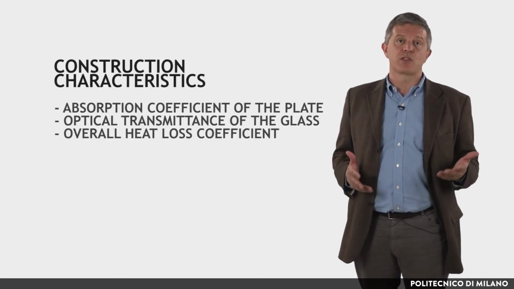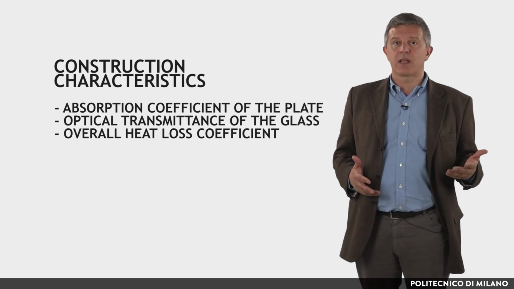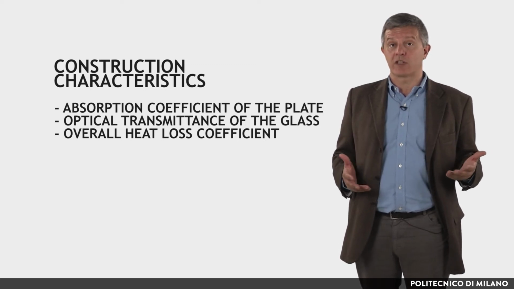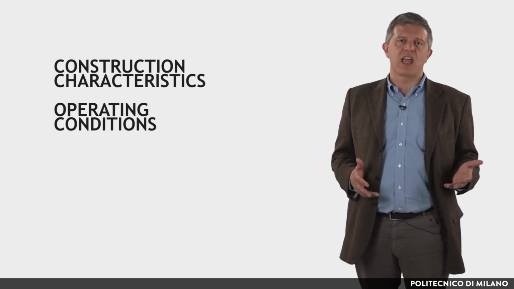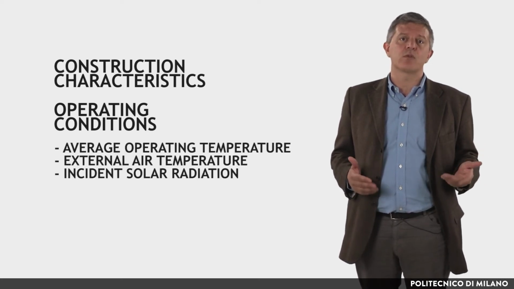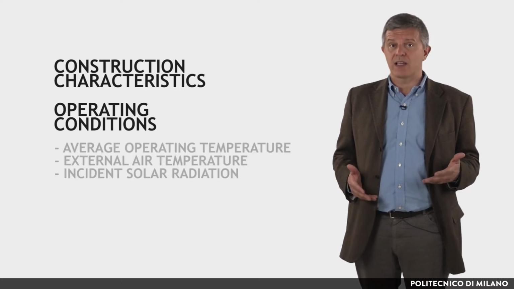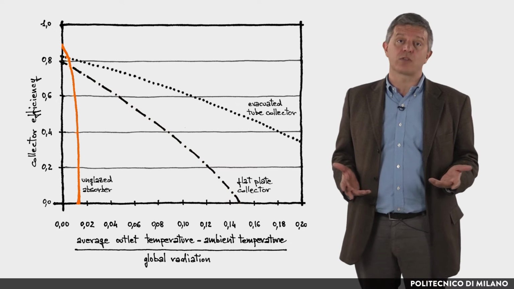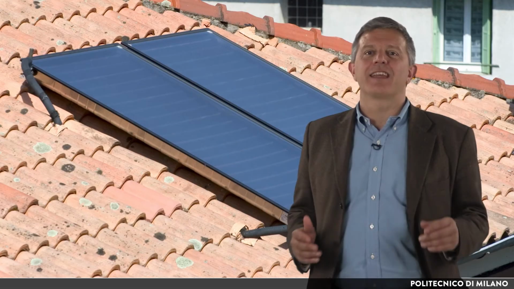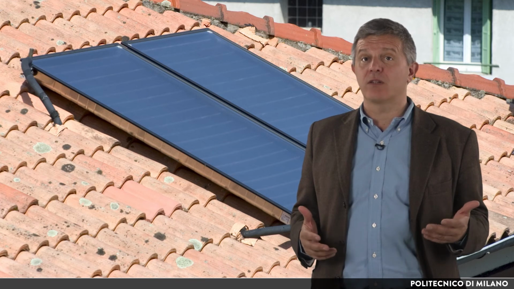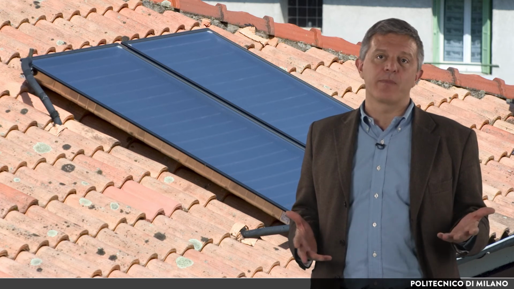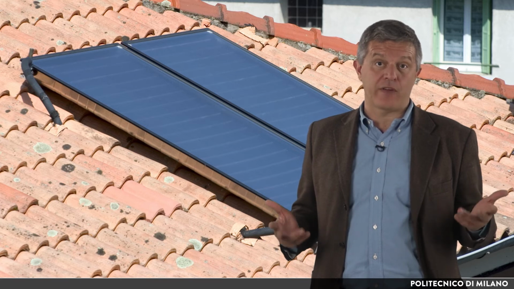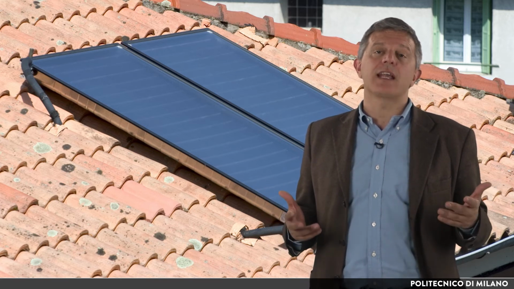The efficiency of a solar collector depends on its construction characteristics: absorption coefficient of the plate, optical transmittance of the glass and overall heat loss coefficient, but also on the operating conditions: average operating temperature, external air temperature and incident solar radiation, as well as the orientation and inclination. In general, we can say that the efficiency is very good for the evacuated collectors, good for flat collectors and satisfactory for unglazed collectors. In the EAC countries, the best performance is obtained when the collector is horizontal, as for PV panels, but to avoid the stagnation of air bubbles and dust accumulation, it is necessary to give them a little inclination.